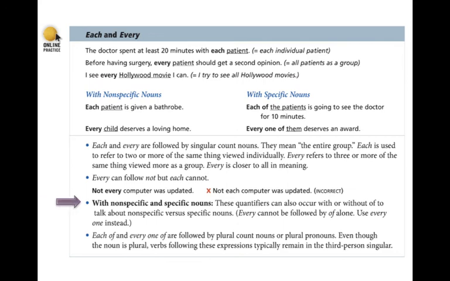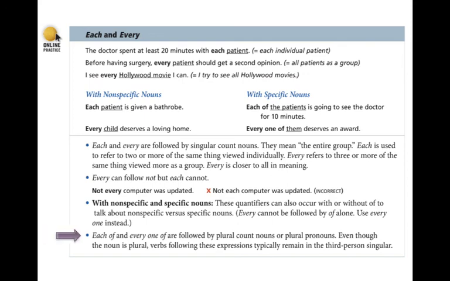With nonspecific and specific nouns, these quantifiers can also occur with or without of to talk about nonspecific versus specific nouns. Every cannot be followed by of alone. Use every one instead. So notice here, we don't say every of them, we say every one of them. However, with each, we can say each of the patients, or we can say each one of the patients.